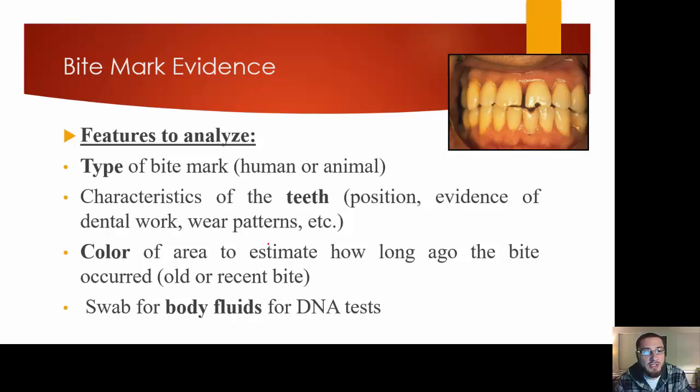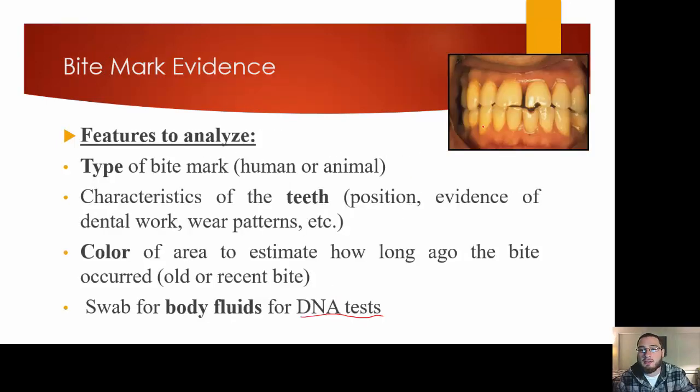Some features to look at: type of bite mark. All right, was it human, was it animal? Characteristics of the teeth. All right, position of the teeth. Any dental work that was done. Which teeth are bigger than others? Which ones made the impressions? Color of the area to estimate how long ago the bite occurred, so old or recent bite. And then swab for body fluids because you're hoping that you have some DNA in any saliva.